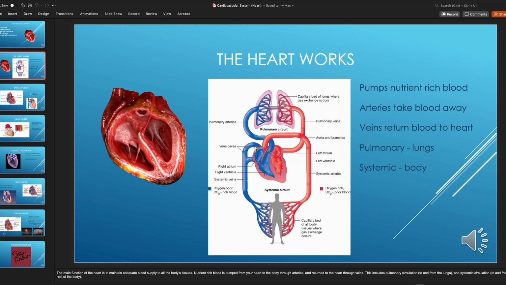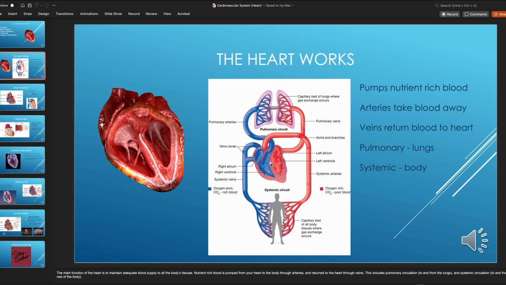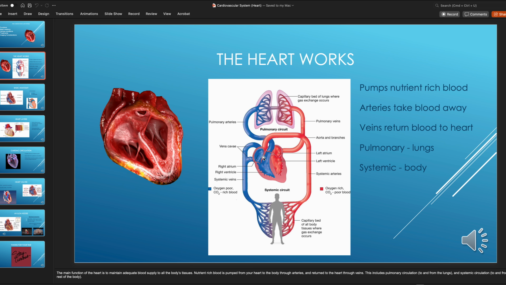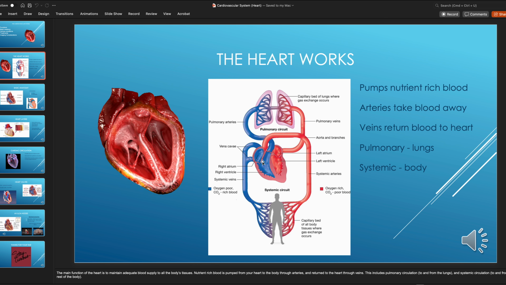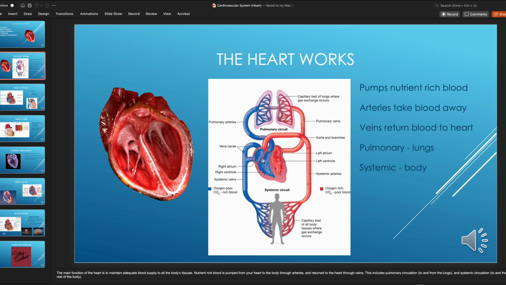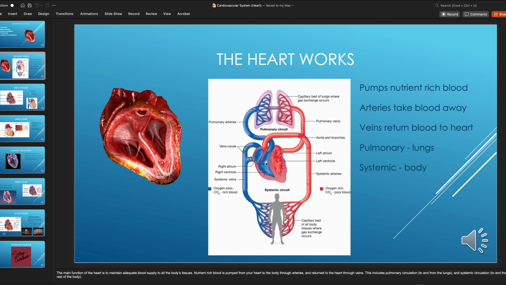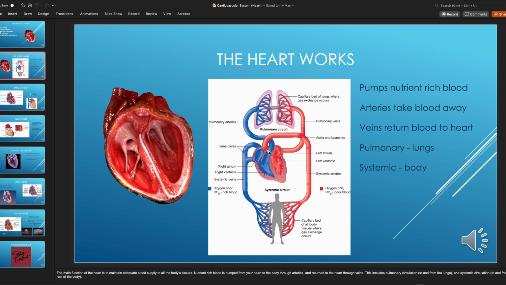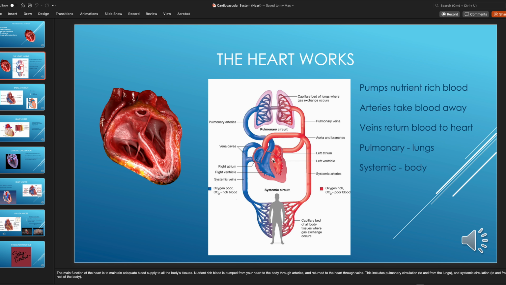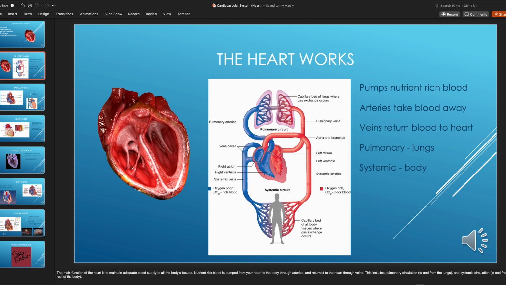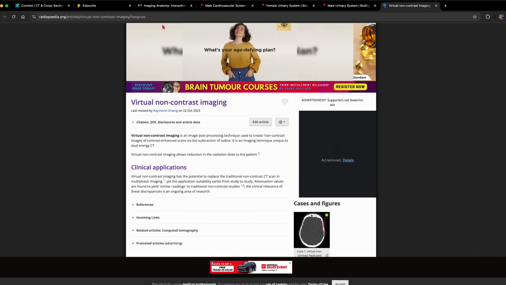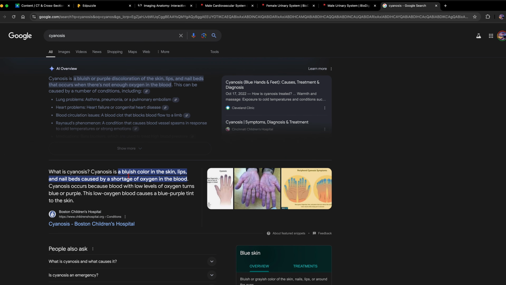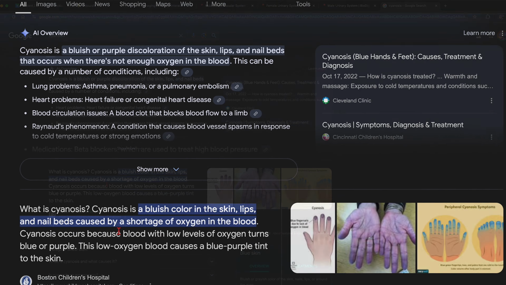The atria are receiving blood. The ventricles are pumping blood, right? The left side of the heart handles oxygen-rich blood, and the right side handles oxygen-poor, or deoxygenated, blood. You might remember this from A&P. So just remember there are 4 chambers, 2 atria and 2 ventricles. The atria receive blood, the ventricles pump blood. You might have heard the word cyanosis: a bluish color of the skin literally caused by a shortage of oxygen in the blood.